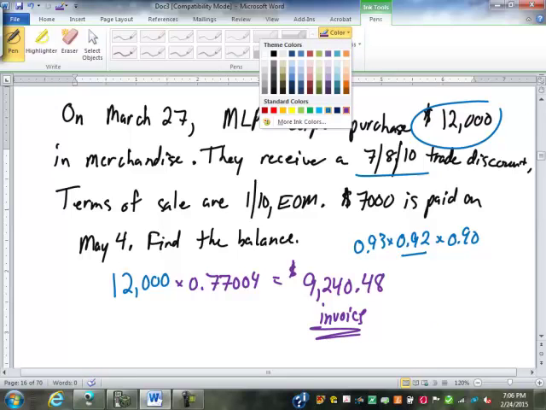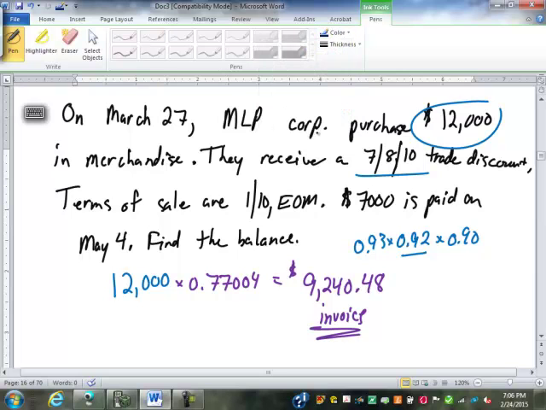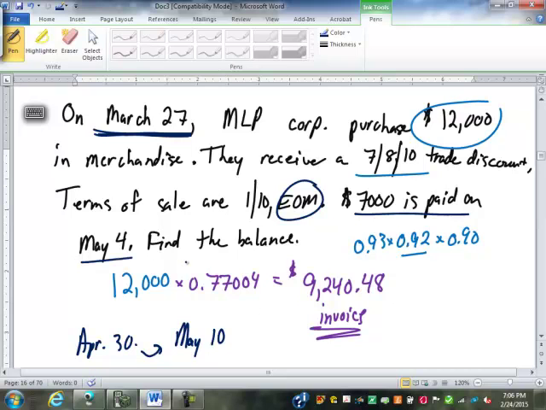What's the date of the invoice going to be? April 30th. Why does it go all the way to April? It's on or after the 26th, so it does not make it into the March batch. It's EOM, so it's batched by month. It gets put into the April batch, so at the end of April, on April 30th. Which means the discount's going to go until May 10th. So the 7,000 payment on May 4th gets the discount.